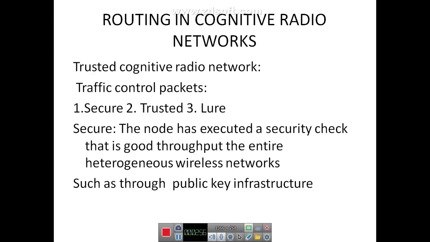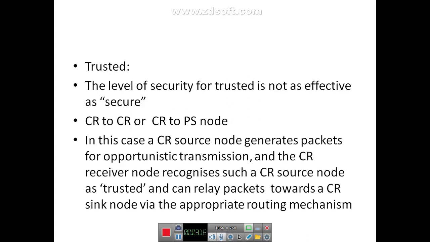Then routing in cognitive radio networks: trusted cognitive radio network, then the traffic control packets. Here the traffic control packets can be secure or trusted. Considering secure, the node has executed a security check that is good throughout the entire heterogeneous wireless network, such as through public key infrastructure.